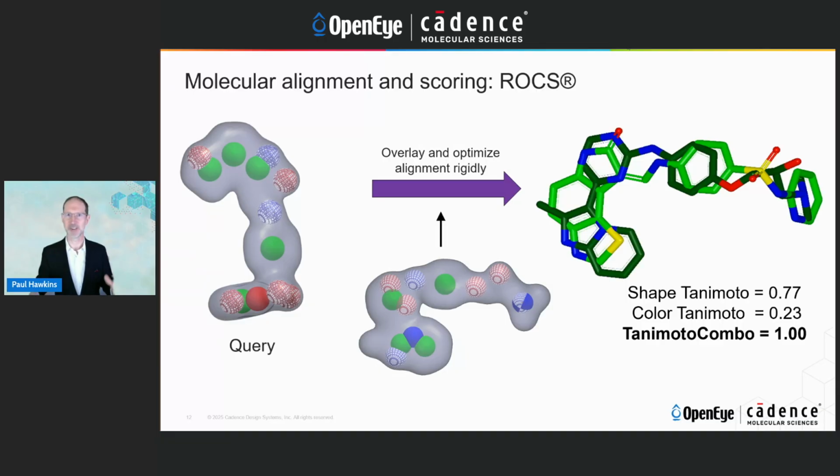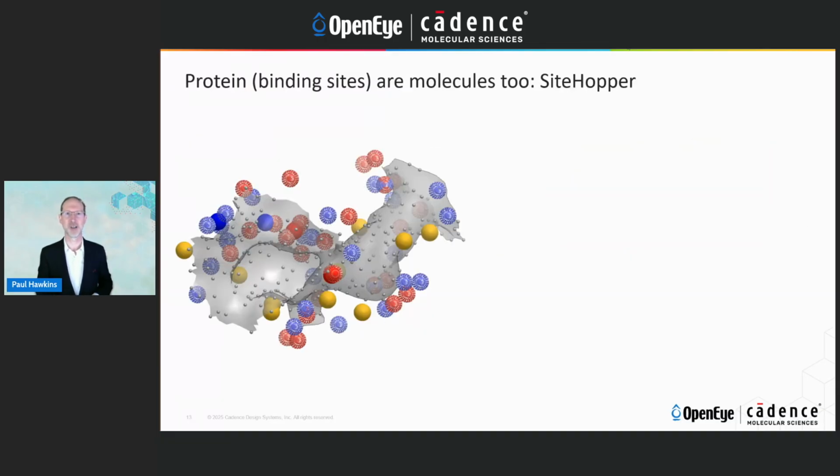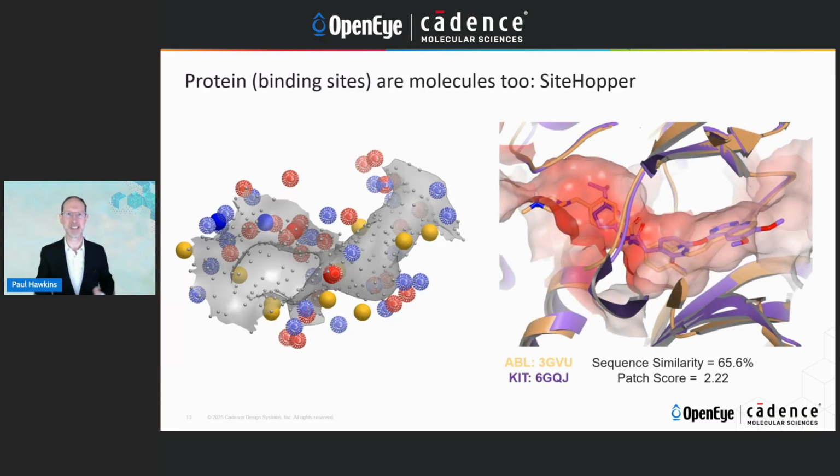Now, this works, as I hope to show you later, beautifully for small molecules, but let's not forget, of course, proteins are small molecules too. So we can represent the shape and the color features of a protein binding site in exactly the same way as we do for a small molecule. And we can compare protein binding sites based on matching shape and matching chemical features. And I will come up with an example for that in terms of polypharmacology and side target effects in the next section of the talk.